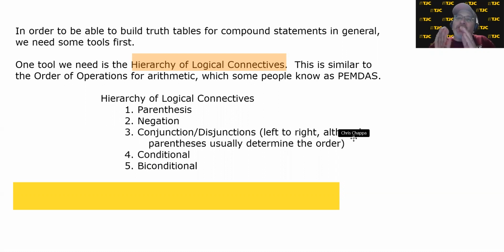So when we're constructing a truth table, the hierarchy of logical connectives will dictate the order in which to set it up. Once we get all the tools built, then I'll go over in real detail how to set up a truth table.